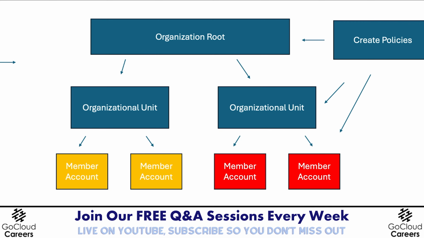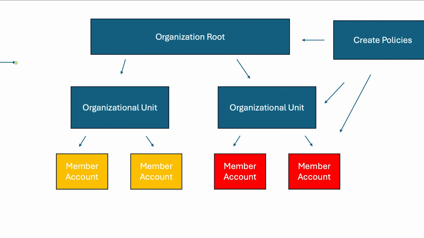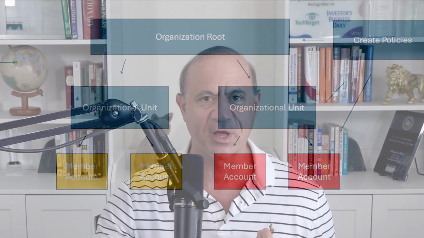AWS calls it organizations. Azure calls it subscriptions with enterprise landing zones. When we go to Google Cloud, they call it folders and projects under the organization. But the concept is the same. We're enforcing guardrails from the top. And whether AWS calls it a policy or Azure calls it a policy or Google calls it organizational policies, it's the same thing. And we can even automate the provisioning of these with infrastructure as code.